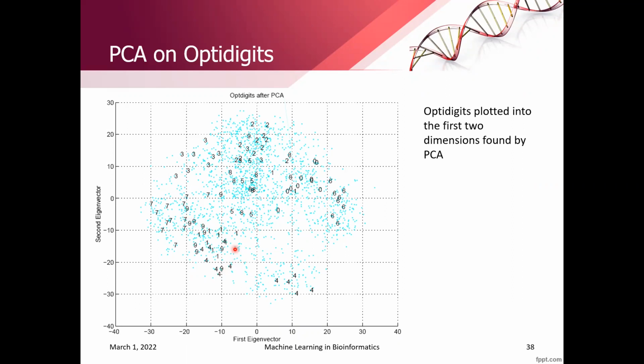What is the original vector? The original vector is: I take a vector, and in each position of the vector I put the gray level of 1 pixel of a picture of the digit.